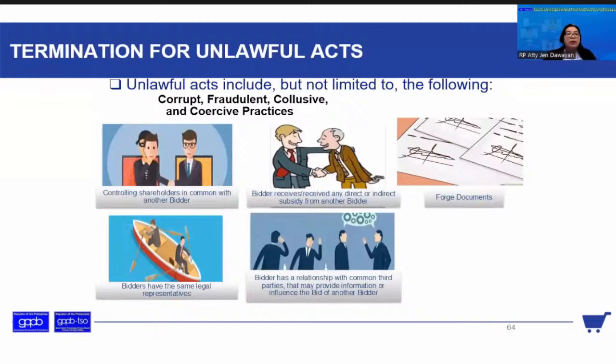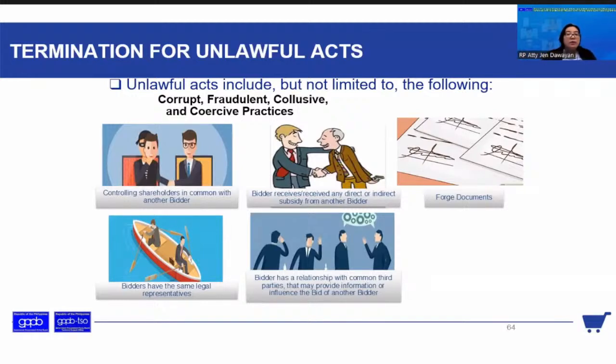So what is an example of this? Unlawful acts will include corrupt, fraudulent, collusive, and coercive practices. So for example, controlling shareholders in common with another bidder. So it was determined that he is an owner or has controlling interest in a certain other bidder also. It has been determined as such.